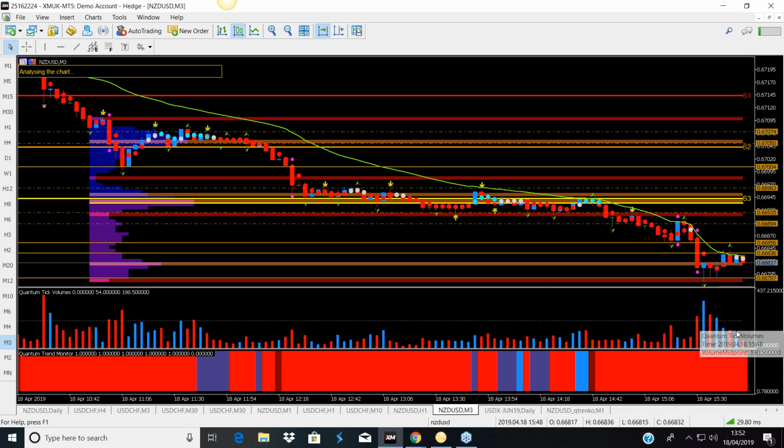And again, we have another up candle here. Look at the volume underneath it. It doesn't give you a lot of confidence. And again, look at the trend monitor.